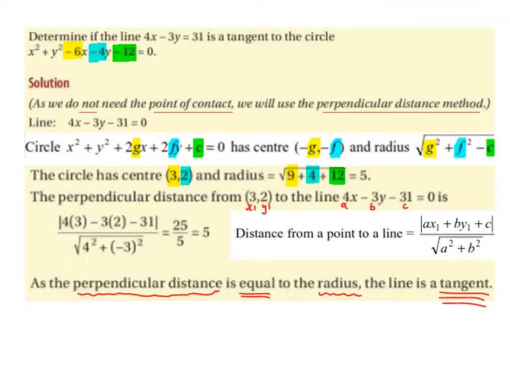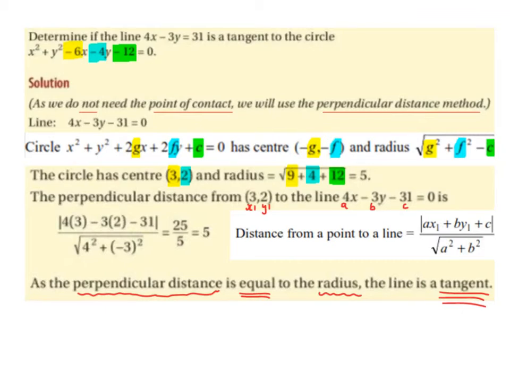So we end up with the modulus of 4 times 3 minus 3 times 2 minus 31, all divided by the square root of 4 squared plus minus 3 squared. And that gives us 25 divided by 5, which is 5. So as the perpendicular distance, which is 5, is equal to the radius, which is also 5, we know that the line is a tangent. So this is another way of determining if a line is a tangent to a circle.